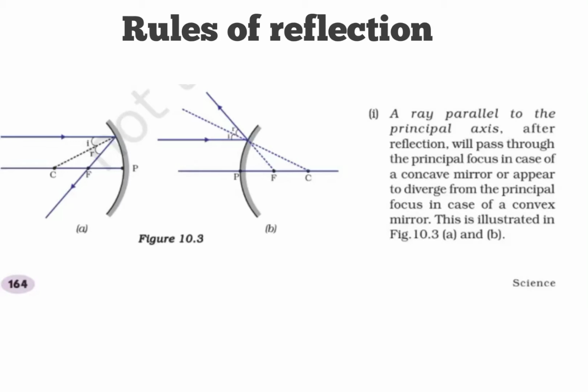A ray which is parallel to principal axis passes through F after reflection. Here you can see in diagram A, a ray which is parallel to principal axis, after reflection, is passing through F from concave mirror. In diagram B also you can see that a ray which is parallel to principal axis is getting reflected, and when it is extended backward it is intersecting at point F from convex mirror.